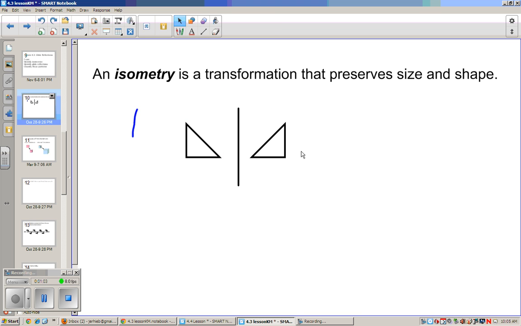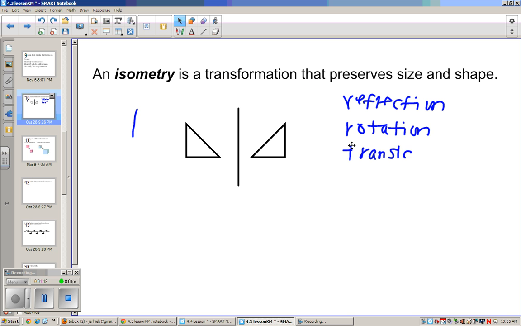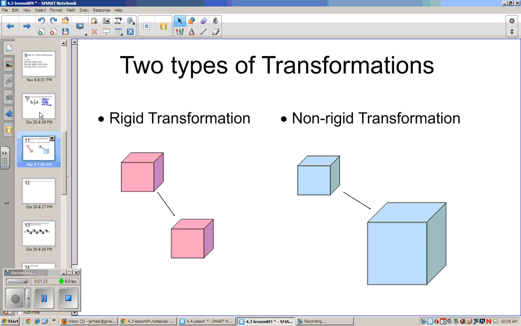So one example of an isometry is a reflection. Another one we learned is a rotation. When we rotate an object, it still maintains the same size and shape. When we translate, it's also an isometry. And the last one we're going to learn today is a glide reflection, and that is an example of an isometry.